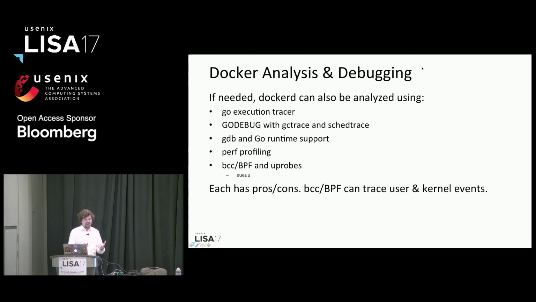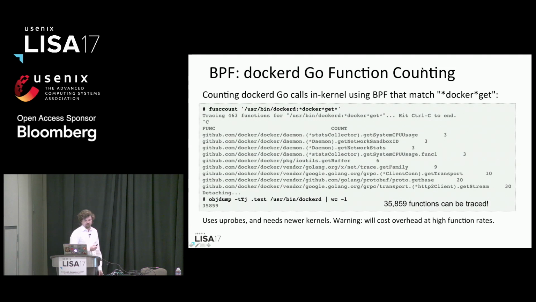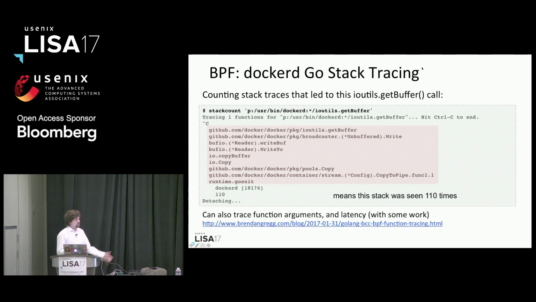And you can also analyze, say if you're using Docker or Kubernetes or something else, you can analyze that as well using tracing tools. Docker is written in Go, and there's many different ways to analyze it. And you can also use BCC and BPF. And just as an example of that, here's funccount of dockerd, and I'm looking at the Go calls using BPF dynamic tracing. And there's 35,000 functions I can trace in Docker. I can pull out stack traces for Docker events as well if I really want to drill down deep. So there's lots we can do for tracing of the kernel and also the container runtime.